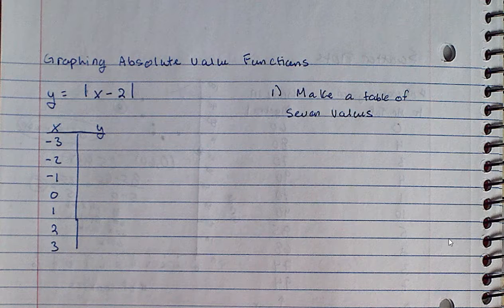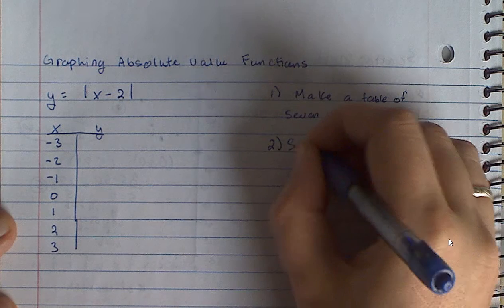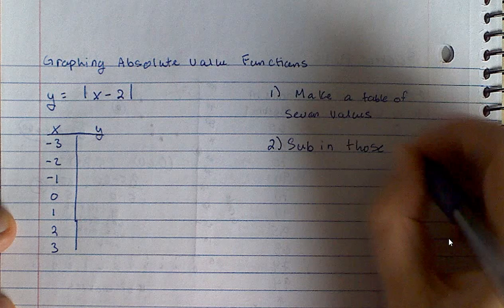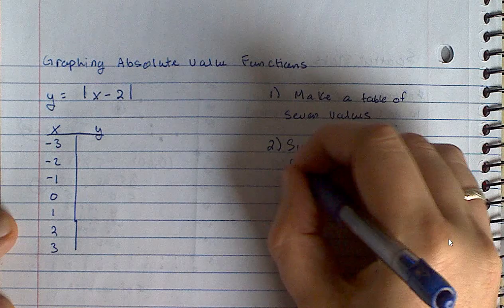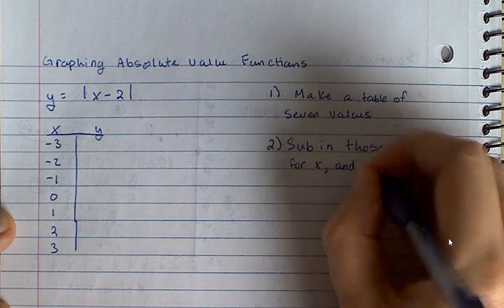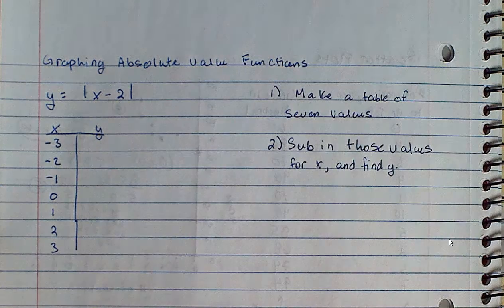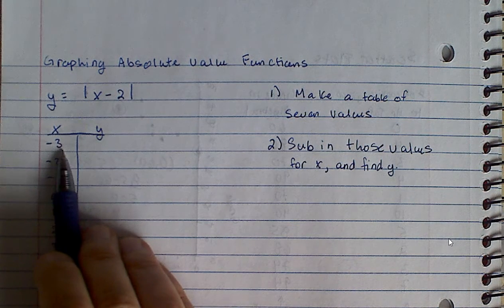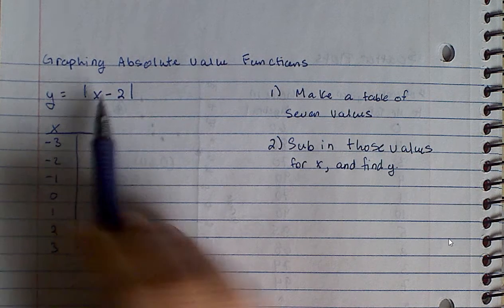Step number 2 is I'm going to sub in those values for x and find y. So what that means is, starting with -3, I'm going to put it in where x goes, and then I'm going to use that to find out what y would be. So why -3?